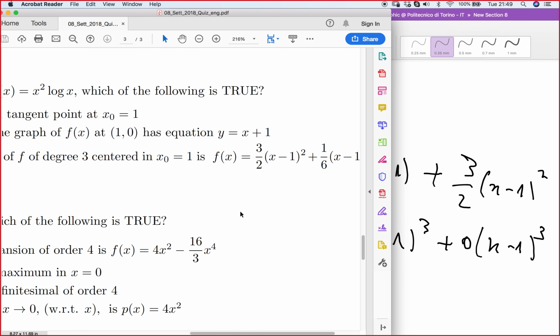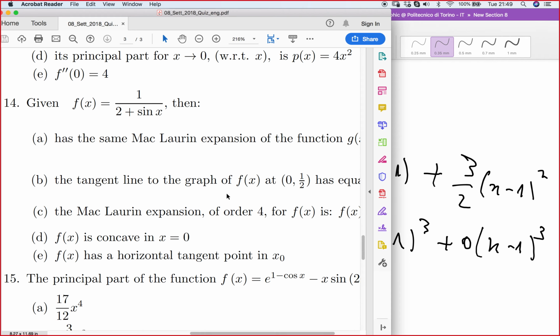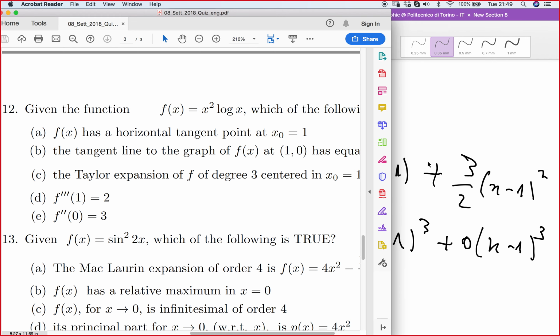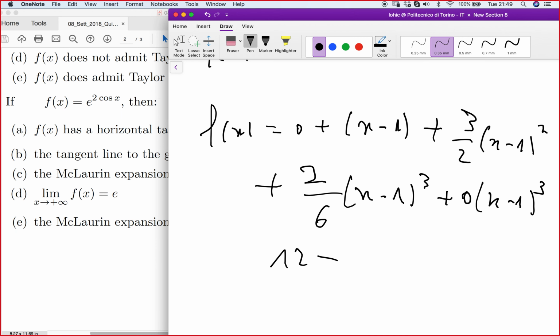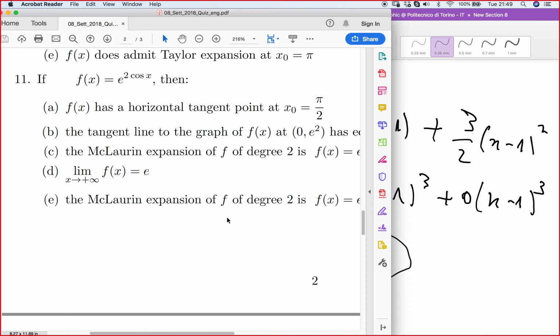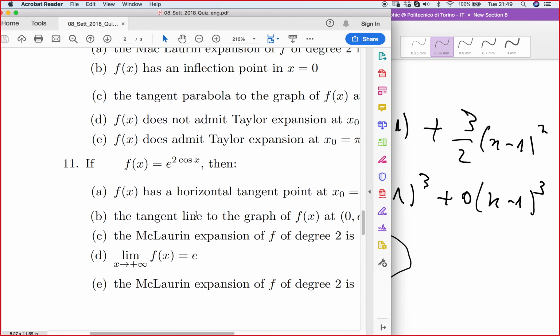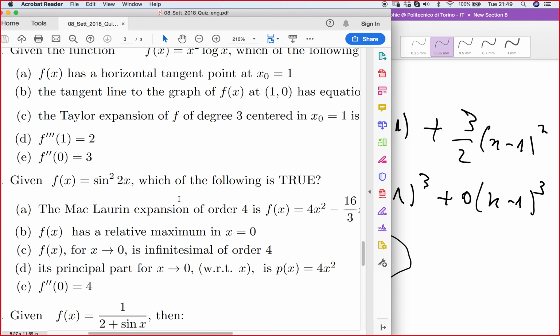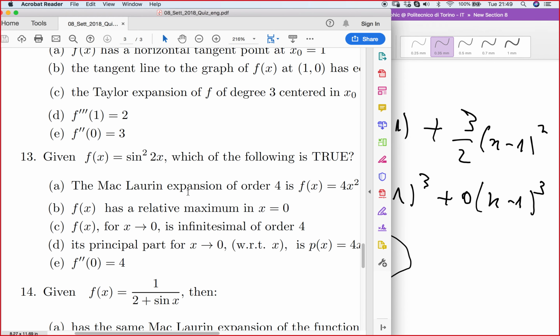Yes or no? Okay, so this concludes quiz number 12, and the answer, as we said, was 12D. Now we move to the MCQ that follows, that is MCQ 13.